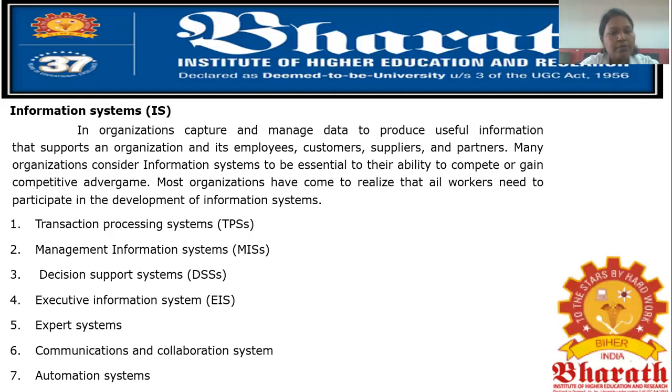So the transaction processing systems, management information system, decision support system, executive information system, expert system, communications and collaboration systems, automation system. Transaction processing system means, what are the transactions that have to be made? For example, you're doing some project for credit card or some banking project. Definitely the transaction is mandatory. Transaction is important. Like payroll, bill payment, refunds, transactions, failed transactions. All these come under this.